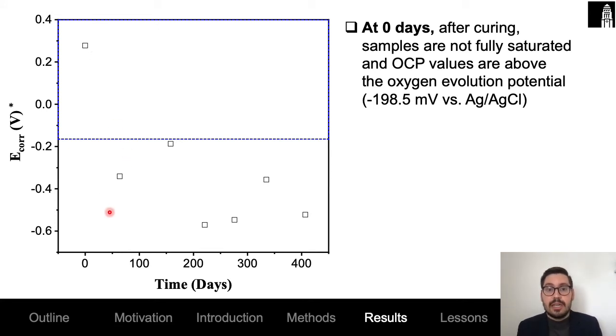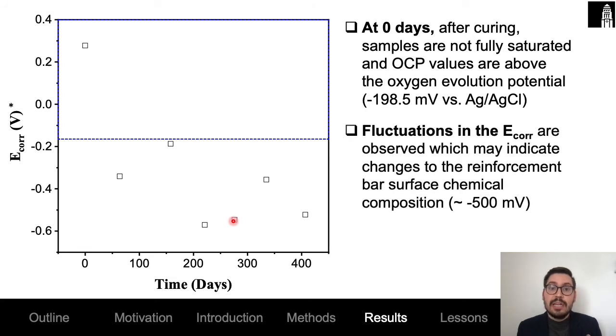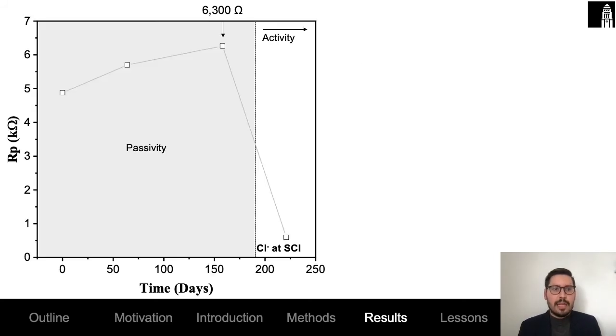So after immersion in sodium chloride solutions, one can observe that the values of OCP have decreased and have a generally decreasing trend. Now, the fluctuations in these values indicate that there are changes to the reinforcement bar's surface chemical composition as described by the Nernst equation, which means that there are chemical changes happening over time.